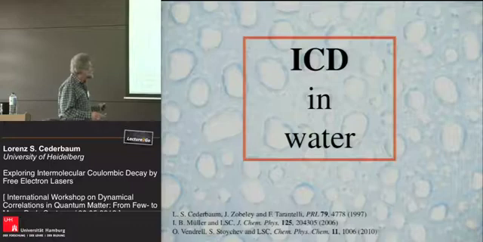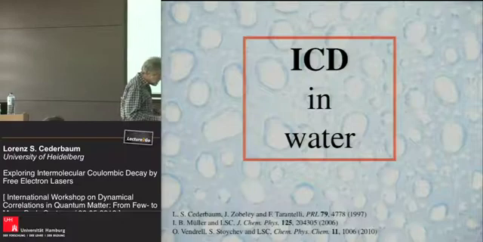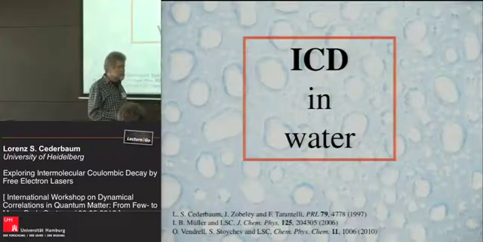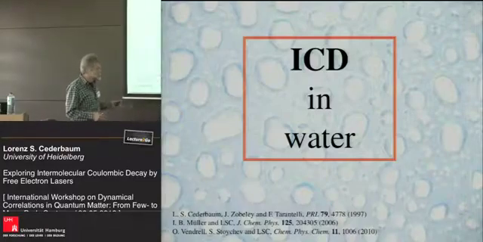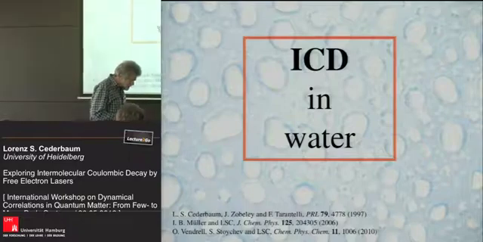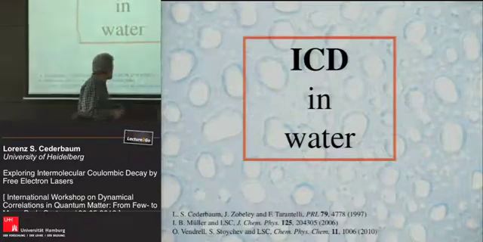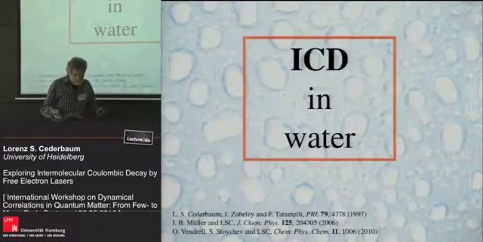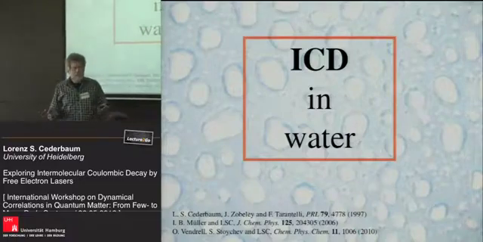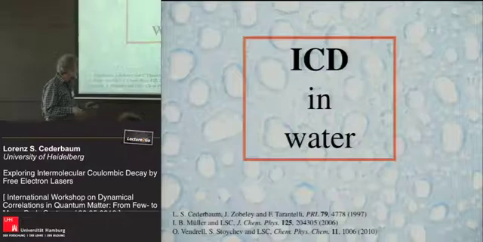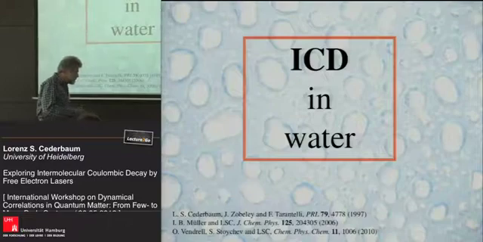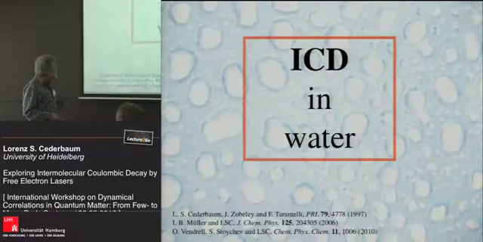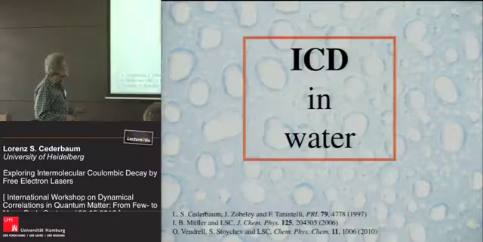So I'll give you two examples only. I would like to start with water because there are recent measurements on ICD in water. There are a number of experimental papers now; I will discuss only two. The point is that ICD in water tells you, and water is omnipresent in biological systems, that ICD will be important in biological systems. And of course, water is the first example which was measured beyond rare gases, that's why it's important.